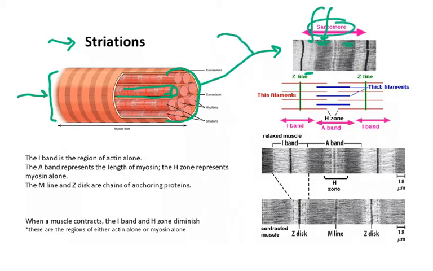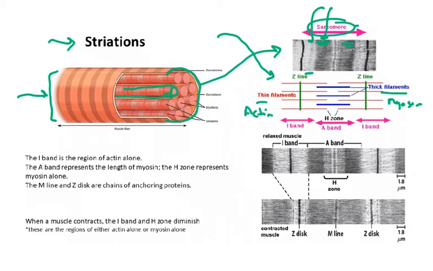Here we've sketched out what a sarcomere actually looks like. And what I want to do is teach you real quick how to draw a sarcomere. What a sarcomere is, it's going to be these collections of thick and thin filaments. The thick filaments being the myosin and the thin filaments being the actin.